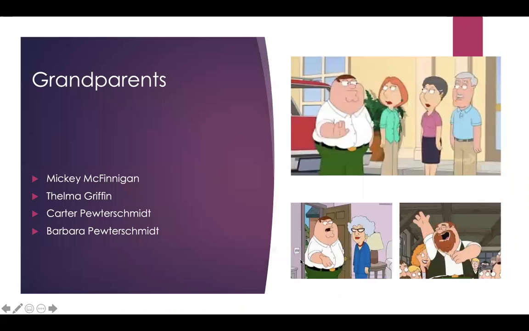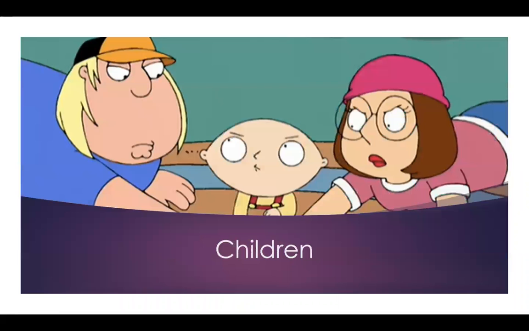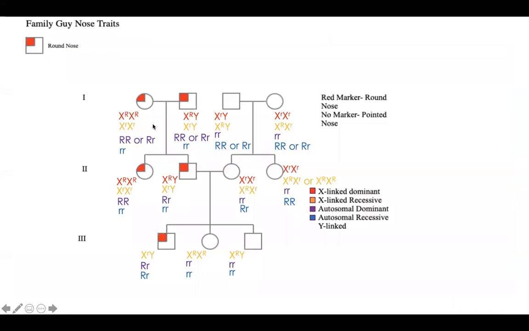In generation one, we will have Lois and Peter's grandparents. In generation two, we will have Peter and Lois. And then in generation three, we will have their children, Chris, Meg, and Stewie. In the pedigree, those with rounded noses are denoted with a red marker, and those with pointed noses are presented normal.